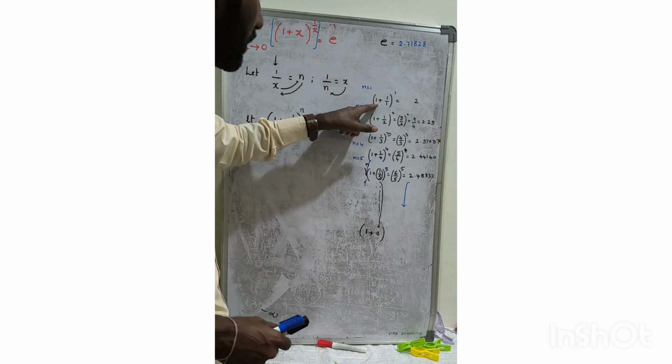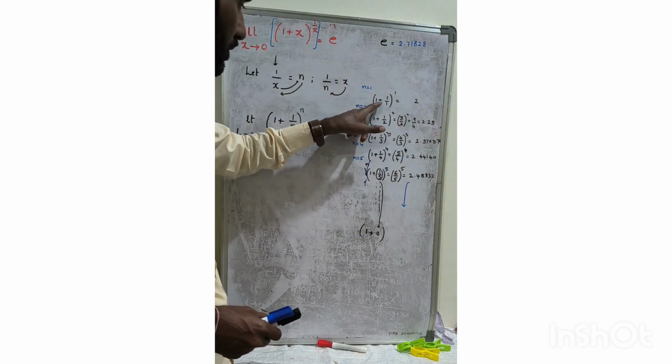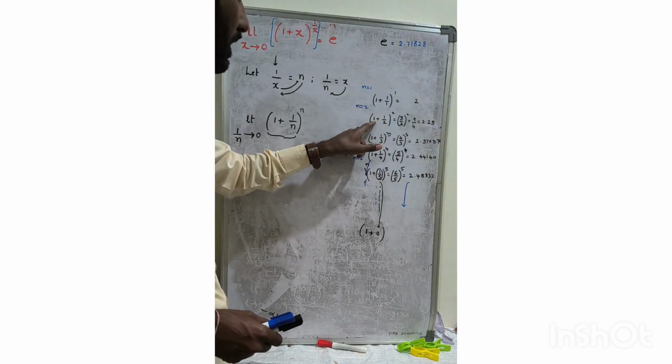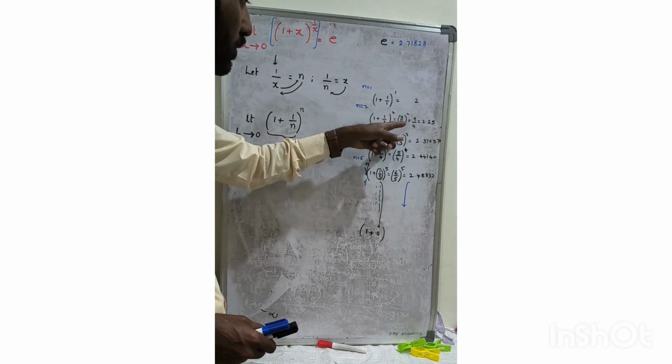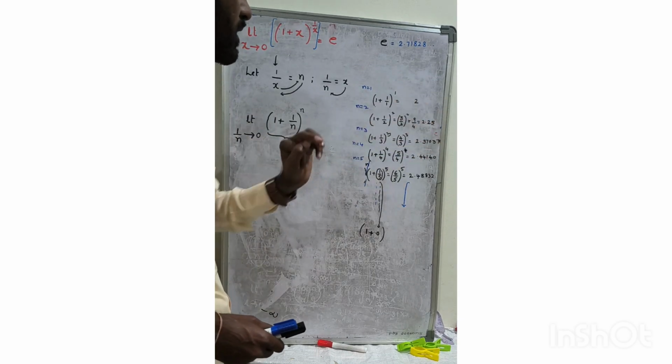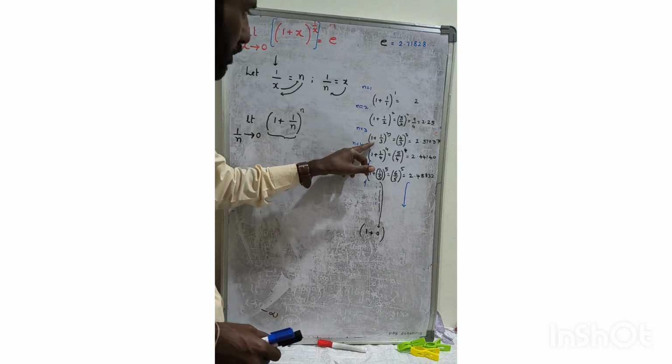First, when you take n value 1, it is 1 plus 1 by 1, that is 2. 1 plus 1 by 2 whole power 2 is equal to what? You will get 3 by 2 whole square, which is 9 by 4, which is 2.25. Now n is equal to 3. 1 plus 1 by 3.